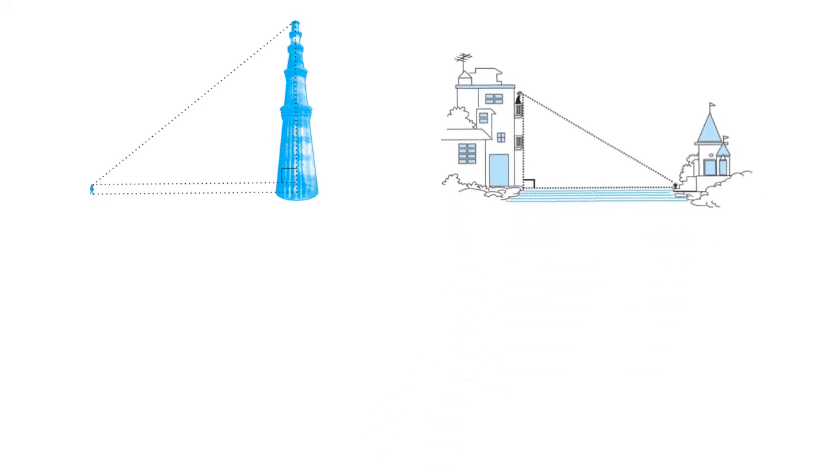Suppose the students of a school are visiting Qutub Minar. Now, if a student is looking at the top of the Minar, a right triangle can be imagined to be made as shown in the figure. Can the student find out the height of the Minar without actually measuring it? Let's look at this figure.